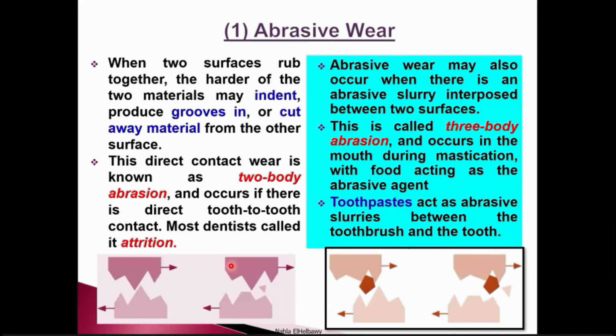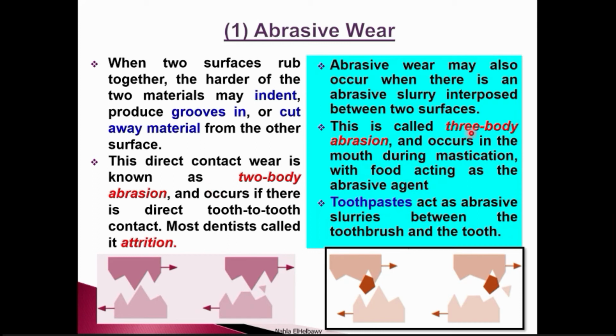So the wear is explained by two surfaces which are grinding on each other. When we grind two surfaces, this is called two-body abrasion. For example, attrition. If we click our teeth together, we grind our teeth together, this will be two-body abrasion and it will lead to attrition. The normal physiological attrition is not much. It may be like in microns.